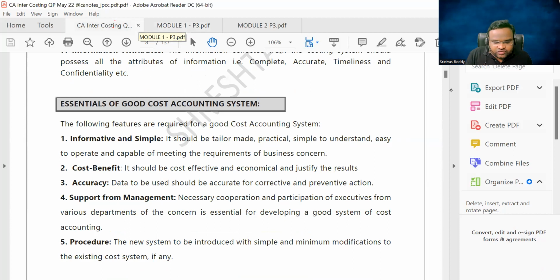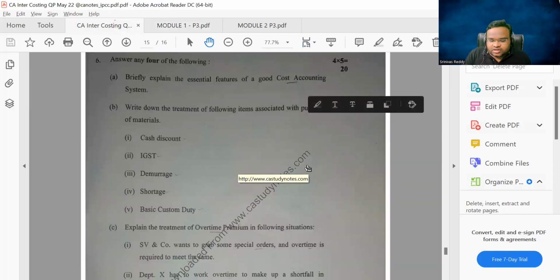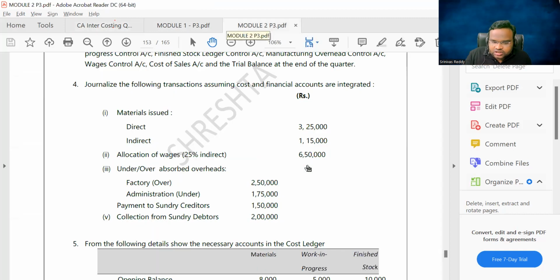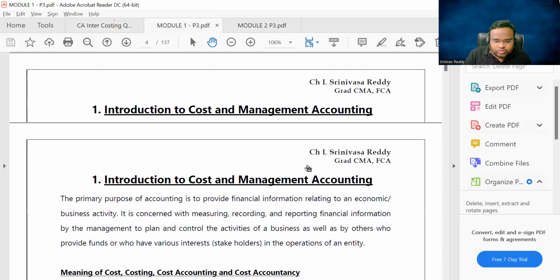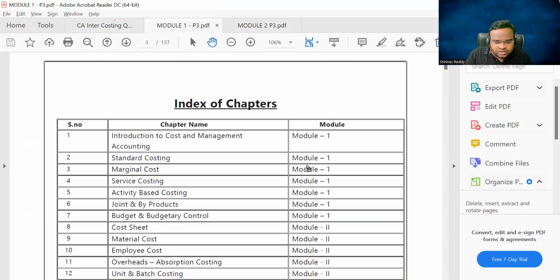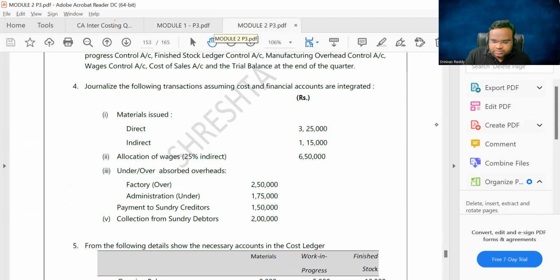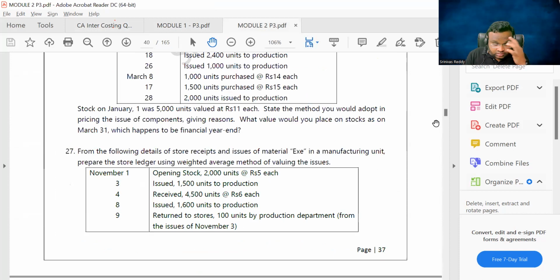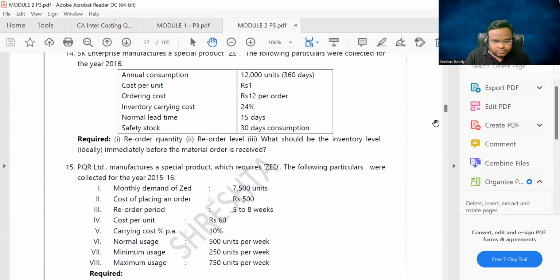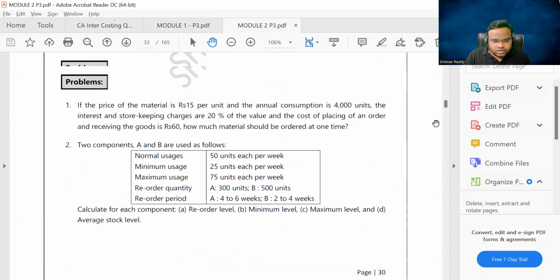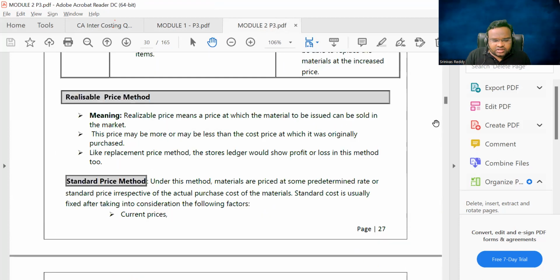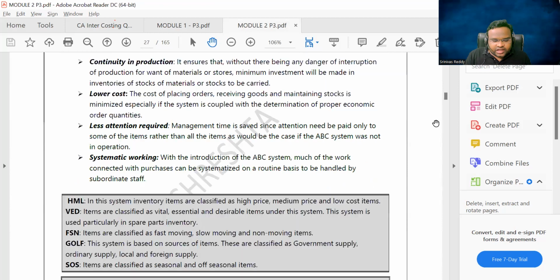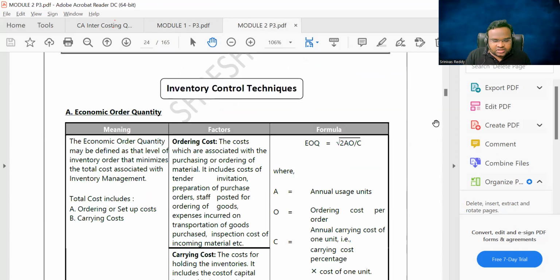Now, when it comes to the second question, if you see all these items associated with the purchase of materials, if you go to the materials chapter, you'll understand cash discount, IGST, demurrage, shortage, and basic custom duty. Do you want me to show this part? So please go to the material chapter, post chapter number 9 in our material. There we have discussed in detail the different treatment of items with respect to purchase of materials.